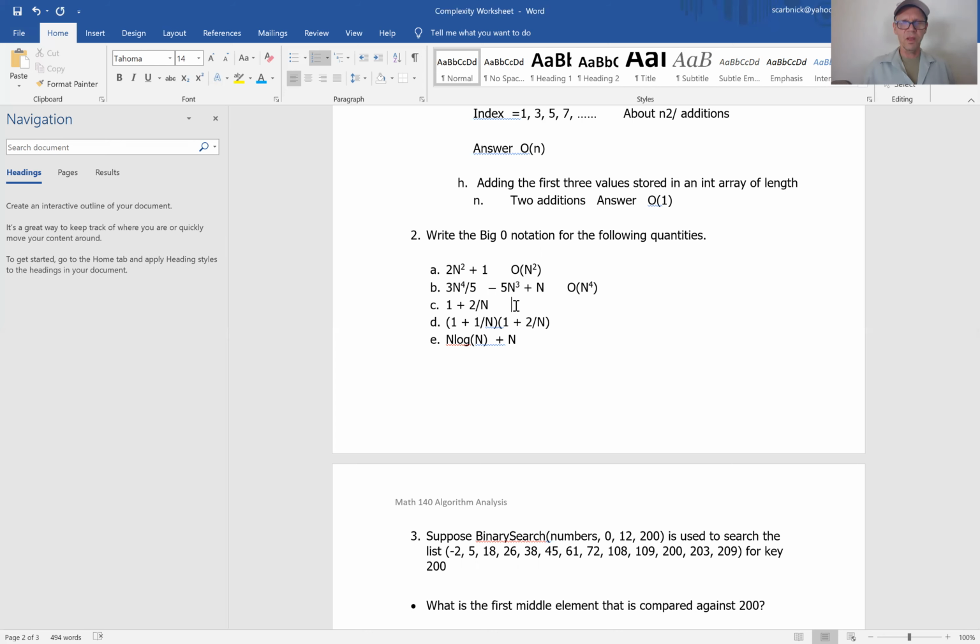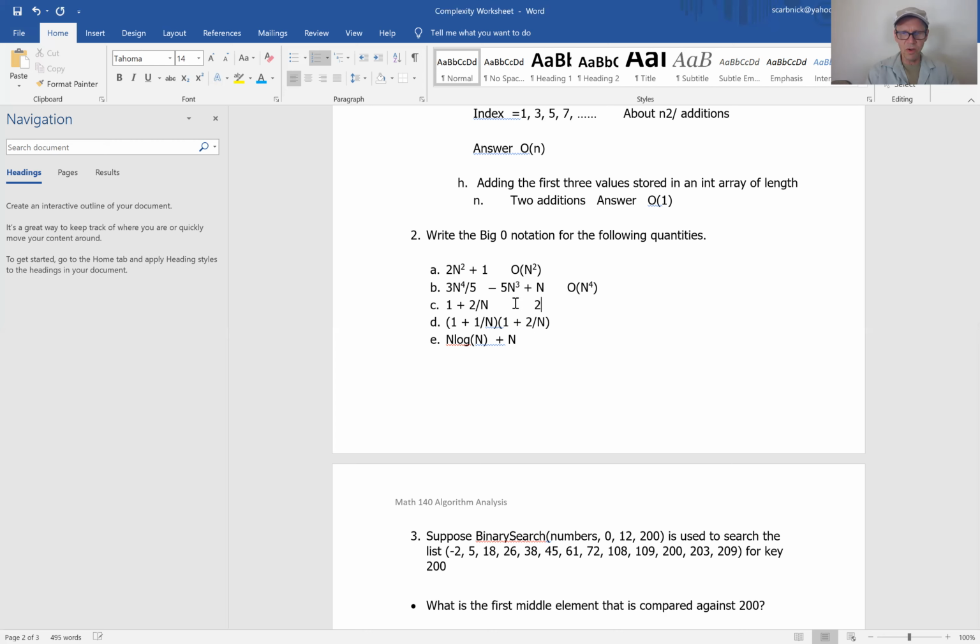Okay, so C. I don't have a way to graph that, but for large n, what do we know about 2 over n? As n gets big, 2 over n gets as close to 0 as we want. So if you actually graph that function, it would have an asymptote of y equals 1. The bigger the n is, the closer that function 1 plus 2 over n gets to 1. So here the dominant term is 1.